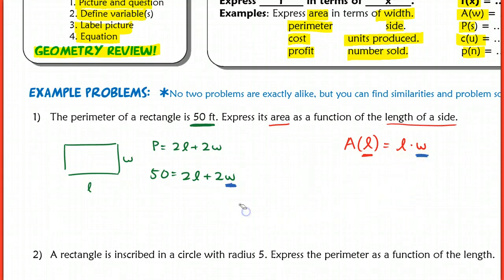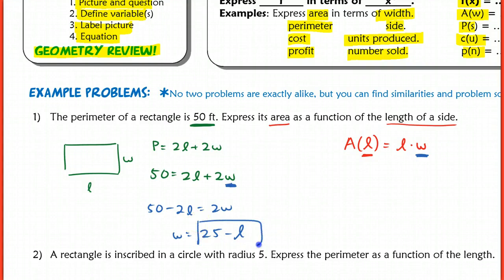So let's solve for W here so you can see what I mean. I'm going to subtract that 2L, divide out the 2 now, and I get W equals 25 minus L. So this now is W in terms of L.